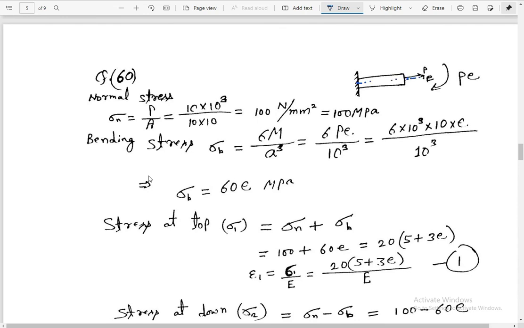So there is some gap there, P and E. So we have to find the E value. Normal stress sigma n is equal to P by A. Bending stress is sigma m by AQ, 6m by AQ. So m is equal to PE here. So finally bending stress is equal to 60E megapascal.